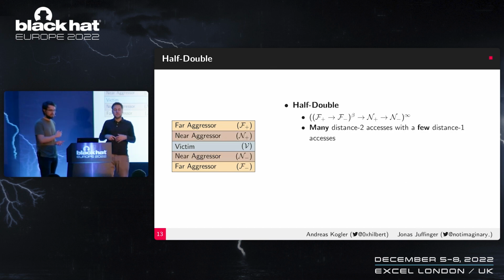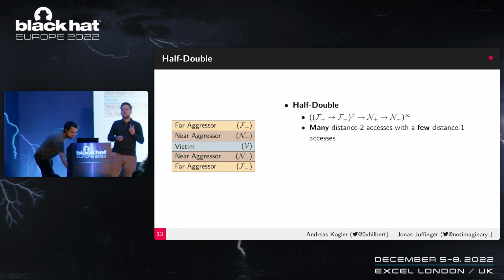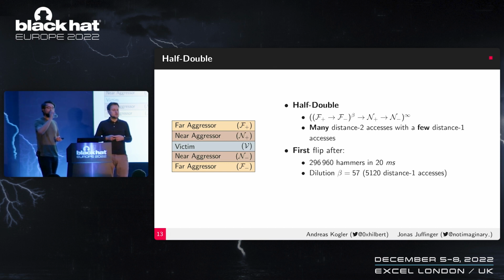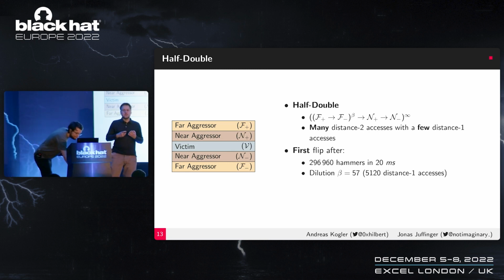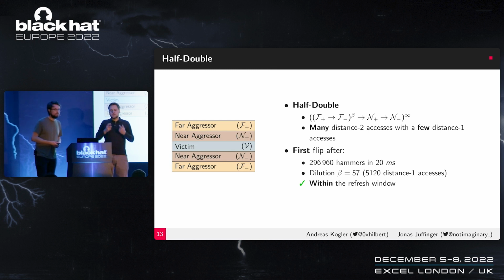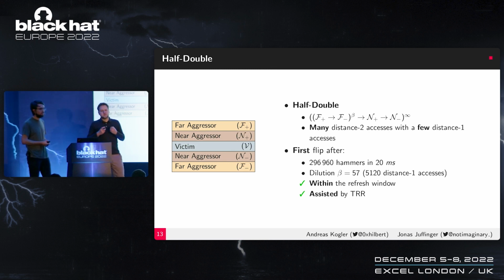Yeah. And the half-double effect is now basically the combination of these two. We have many accesses with this distance 2 aggressors, combined with only a few of the distance 1 aggressors. And if we perform this pattern, we have a tunable parameter here that we can basically change the rate between those two. But if we perform this, we can induce a flip within 20 milliseconds of hammering. And that fits into a refresh interval. And the problem now is we have to be a bit more precise what role TRR plays here.